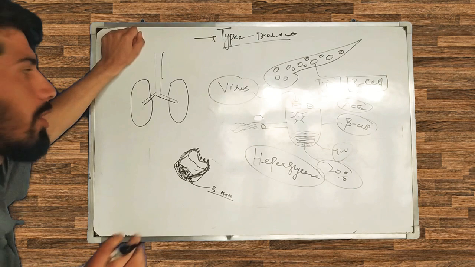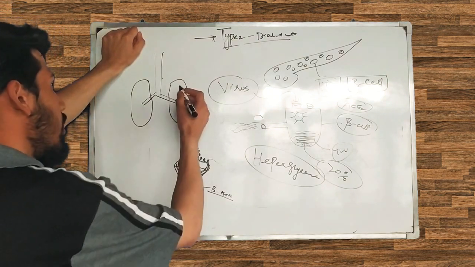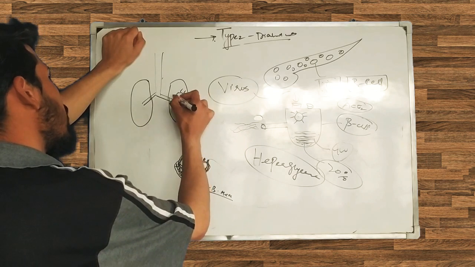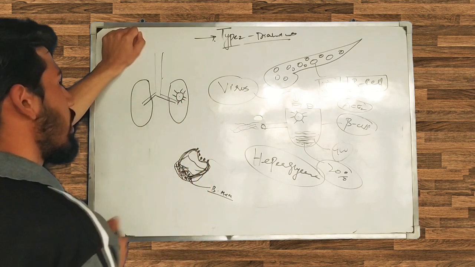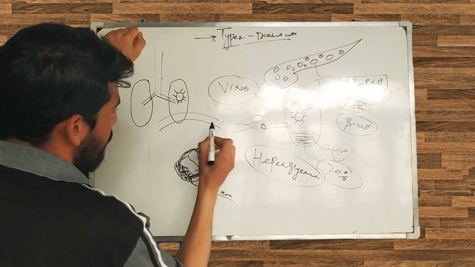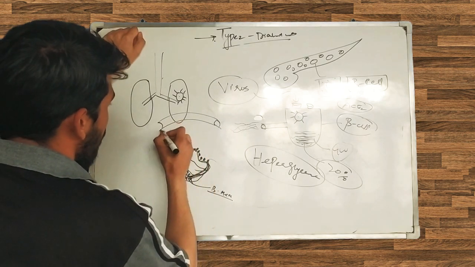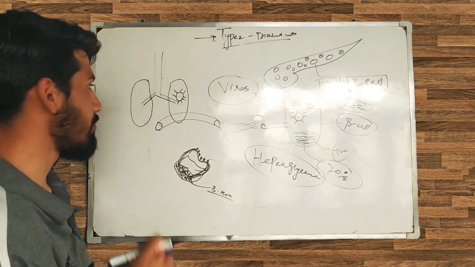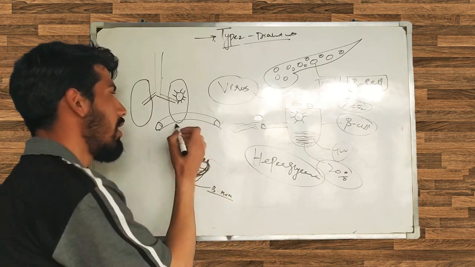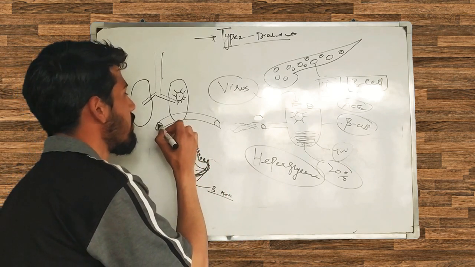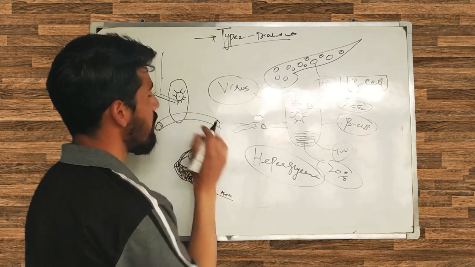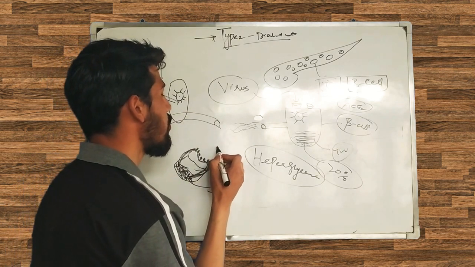So here are the lungs. In the lungs there is a virus, say the COVID-19 virus. The virus in the lungs is coming to the artery. So here, for example, now here is the macrophage.